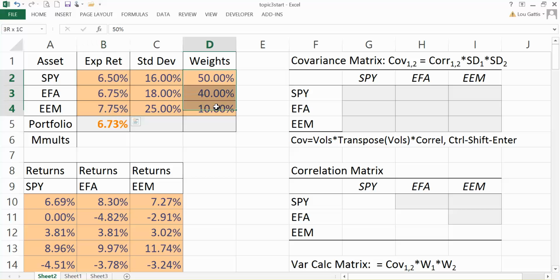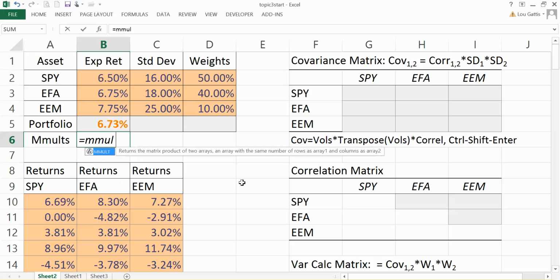But if I can flip this, if I can turn this into a row vector, that would then be a 1 by 3 multiplied times a 3 by 1. Inner dimensions are the same, 3. And the resulting matrix would be a 1 by 1 or a single cell. So let me show you how to do that in one formula.